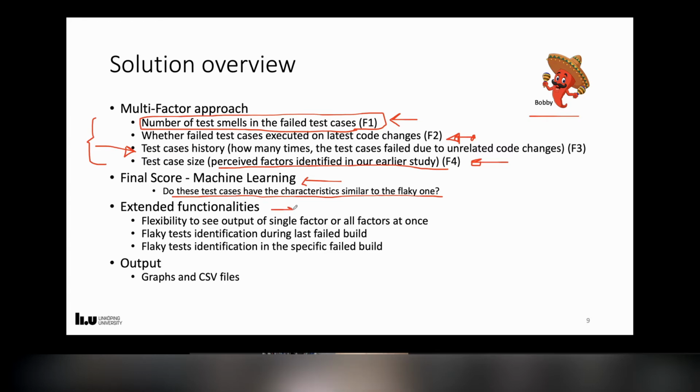We have some extended functionality in the tool. For example, if you want to see the output of a single factor, F1, F2, F3, F4, you can do that. If you want to see the final output, whether this test case is flaky or not, you can do that. If you want to find the flaky tests in the last failed build, you can do that. If you want to find a flaky test from 3 months ago, you can enter a specific build ID, and you can get that information on your test case. The output is mostly in graphs, images, or CSV files so that you can read them later.